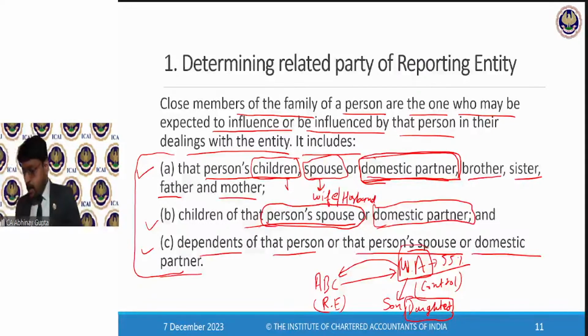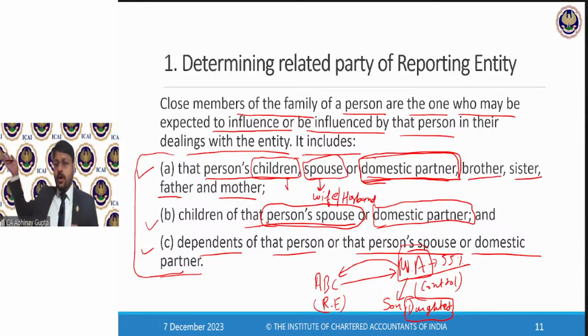Okay. So Mansha is asking whether adopted or stepchildren are also included. Now, in this standard as such, there is no clarity around this, but the standard uses the word children, right? If legally adopted or stepchildren meet the definition of children in the legal law, then definitely, certainly, they also need to be covered, right?